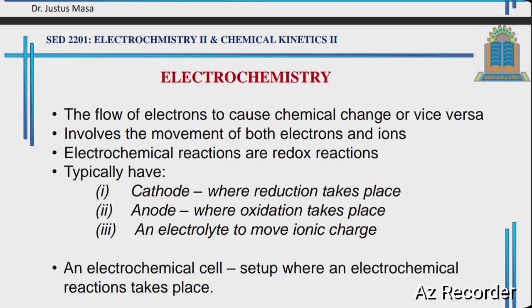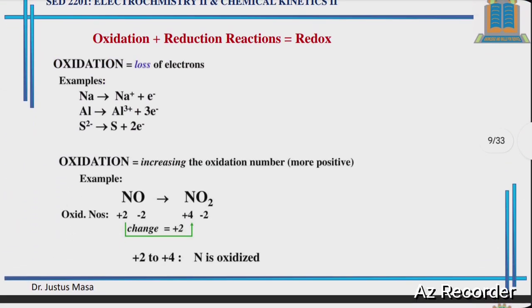We have electrochemical reactions, redox reactions. These are reactions that involve both oxidation and reduction taking place. Electrochemistry usually involves having a cathode, an anode, and an electrolyte. The cathode is where reduction takes place, and the anode is where oxidation takes place, basically. An electrolyte should be present to move the ionic charge. An electrochemical setup is where reactions will take place.